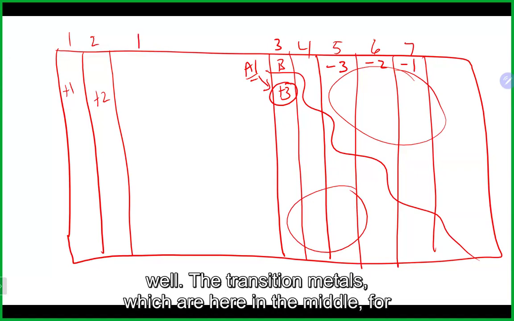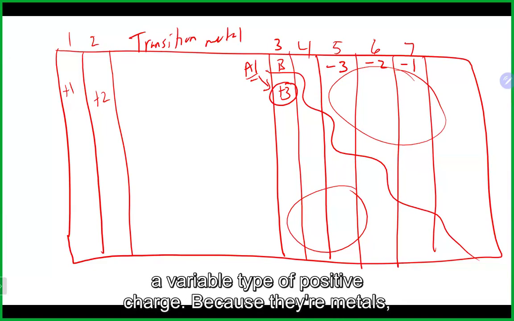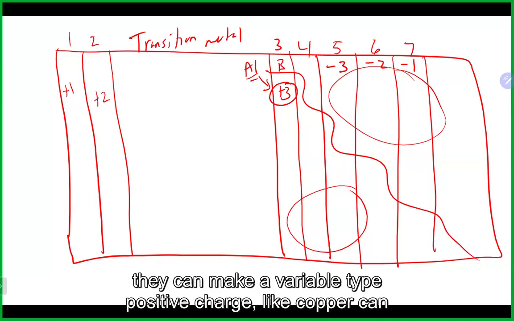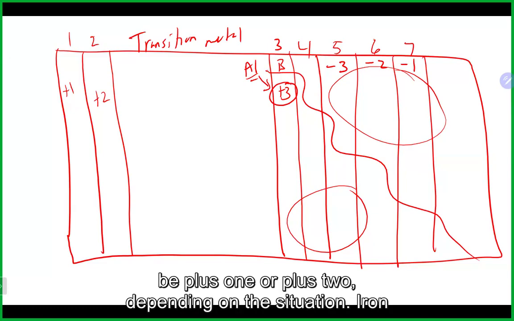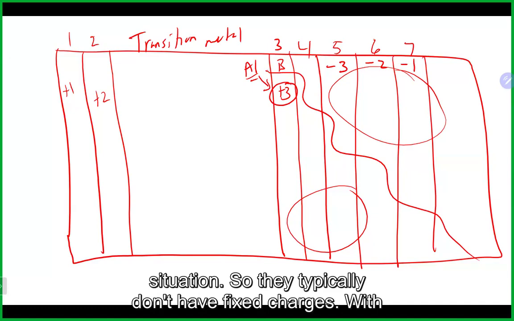The transition metals, which are here in the middle, for the most part, the transition metals have the ability to make a variable type of positive charge. Because they're metals, they will lose electrons. They will make a positive charge, but they can make a variable type positive charge, like copper can be +1 or +2, depending on the situation. Iron can be like +2, +3, also depending on the situation. So they typically don't have fixed charges.